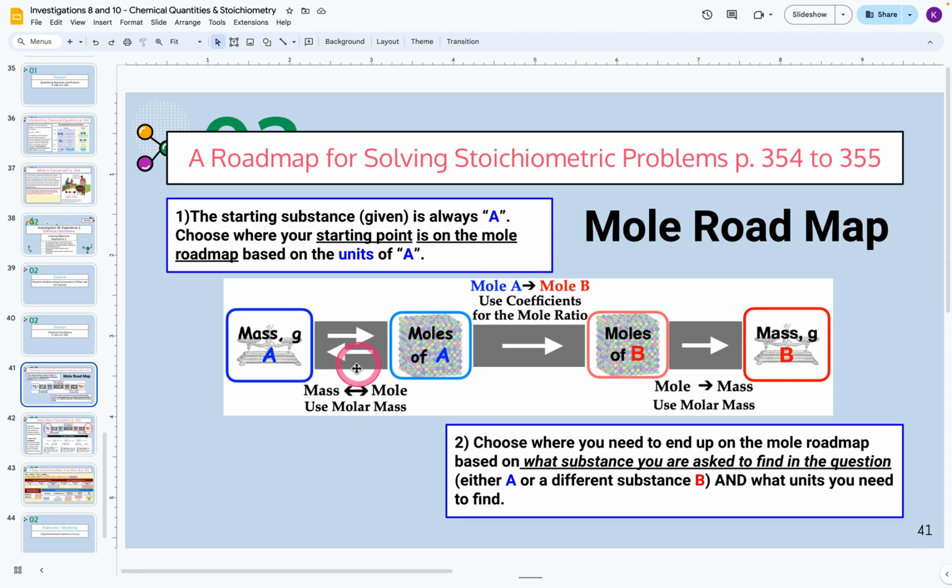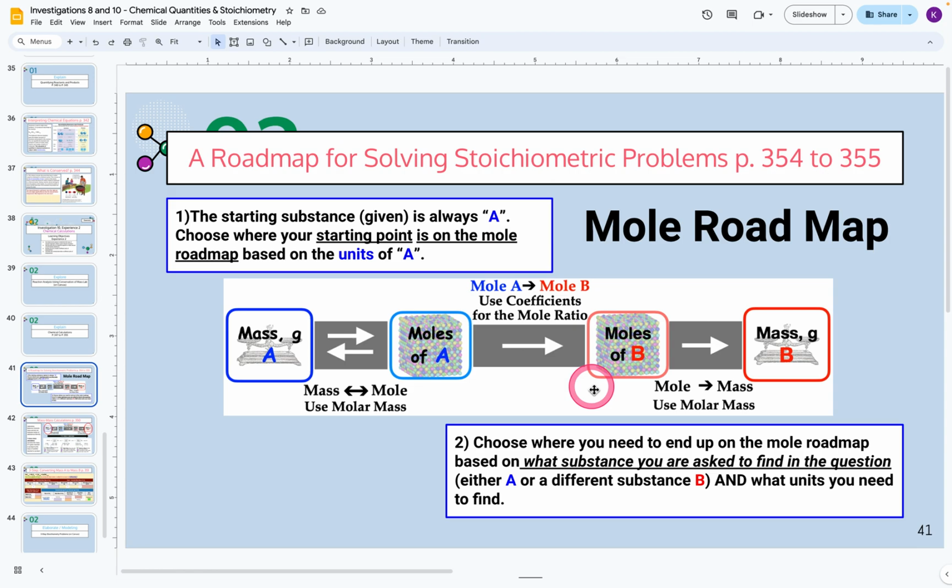Then you decide which way you're going and what else you're going to do. If you're switching between mass and moles in a one-step problem, you use molar mass, and you either use the grams on the bottom going forward, or you put the grams on top going backwards to mass. That's why there's two arrows here. If you're switching substances, A being the substance that you're given, and B being a substance you're trying to find, then you would use a mole ratio to switch between substances.